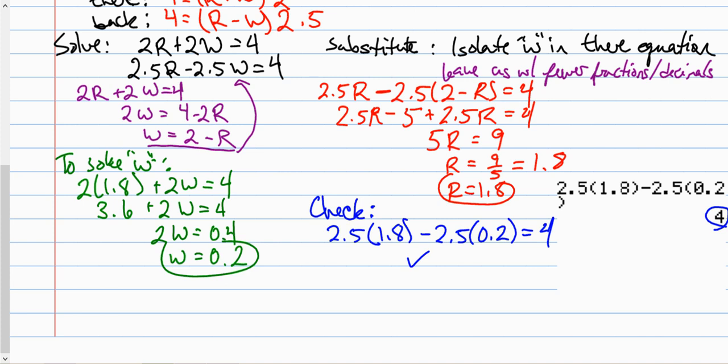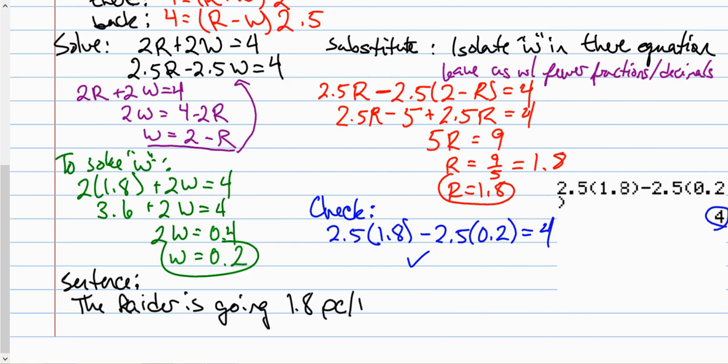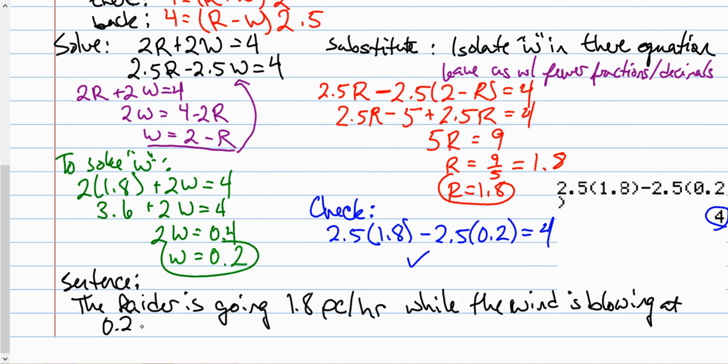Our last step is our sentence. The radar is going 1.8 parsecs per hour, while the wind is blowing at 0.2 parsecs per hour.